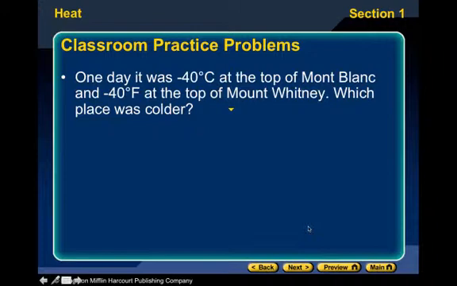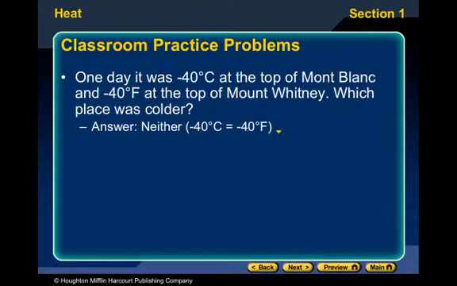One day it was 40 degrees Celsius at the top of Mont Blanc and negative 40 degrees Celsius elsewhere. Yes, this is the one point where it's exactly the same temperature. Which place was more absent of heat? They're the same. Right, negative 40 Celsius and negative 40 Fahrenheit are the same.